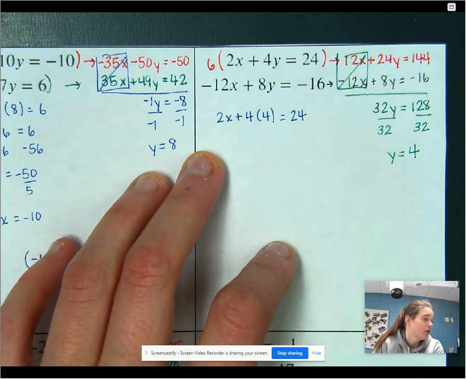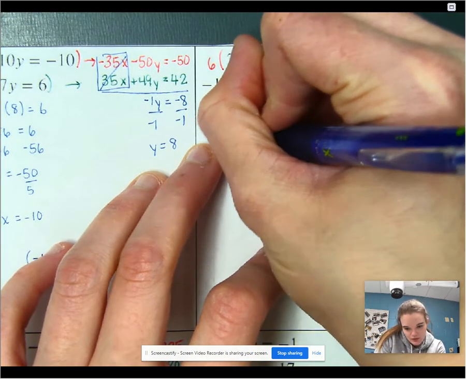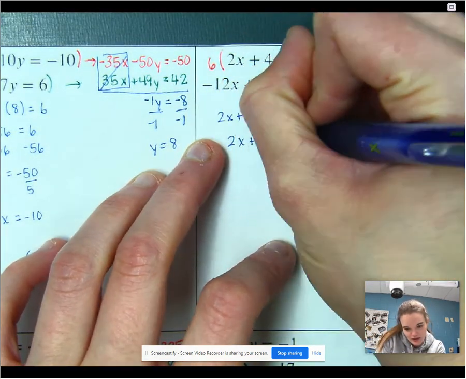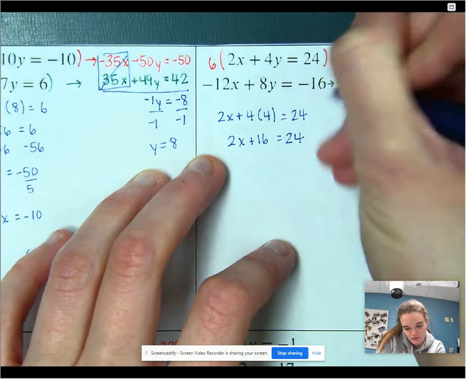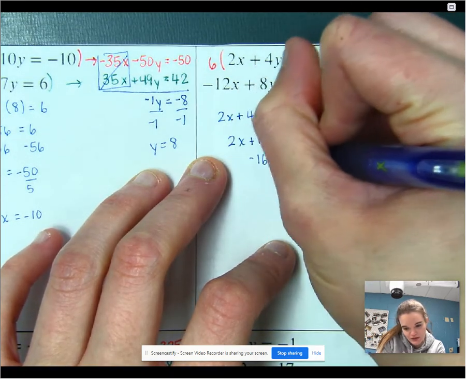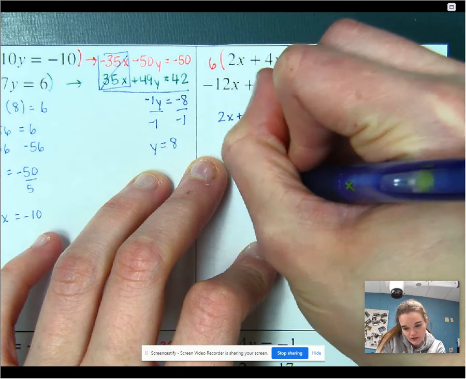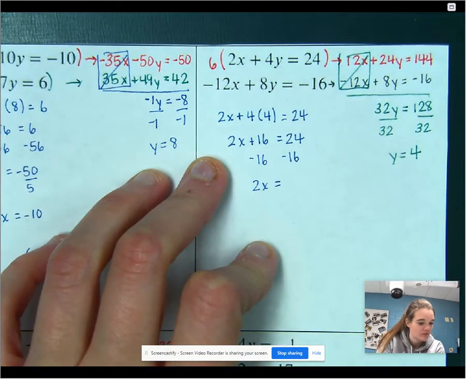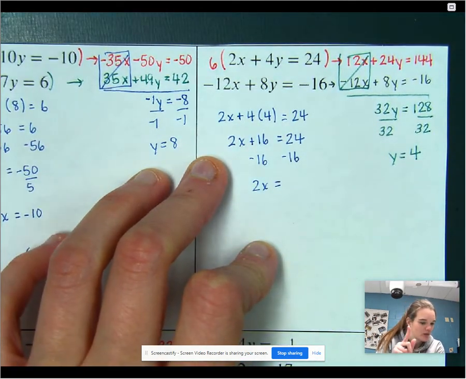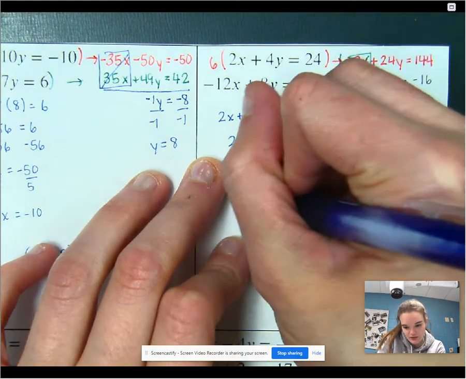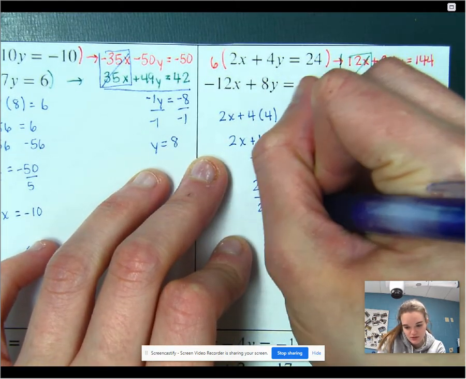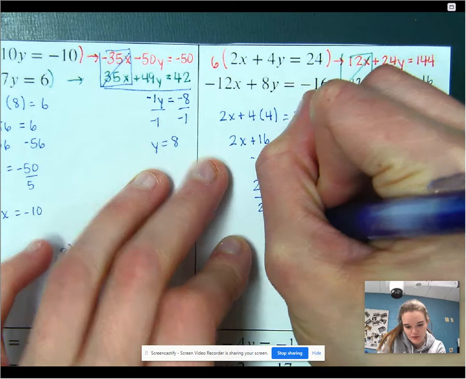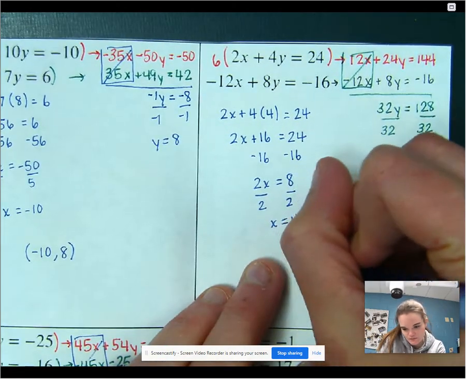I'm not grading based on the work this time. I'm grading based on the answer. 2x plus 16 equals 24. Subtract 16. 2x equals, you have to have work though. You can't do this in your head. X equals 4. So 4 comma 4.